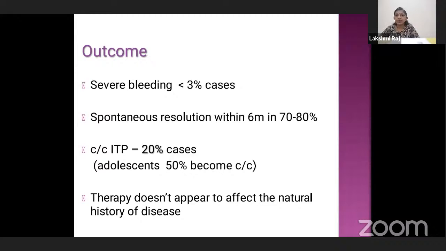And the therapy doesn't appear to affect the natural history of disease. That we will come to. That is, we don't treat every case with ITP. We don't give medicines for every case of ITP. Some cases we observe. So even if we don't give medicine, that doesn't mean that the child is not having a greater risk of progressing to persistent ITP or chronic ITP. So regardless of the treatment that we are giving, the child will be having the same natural history of the disease.